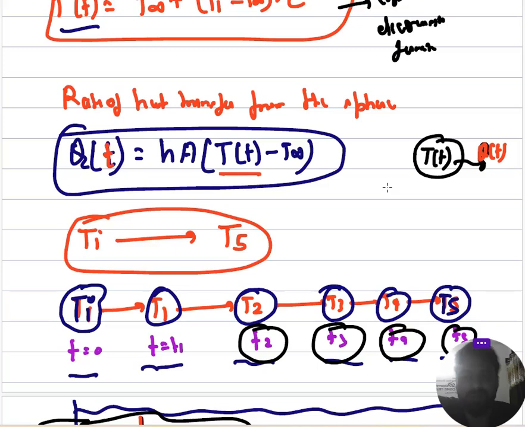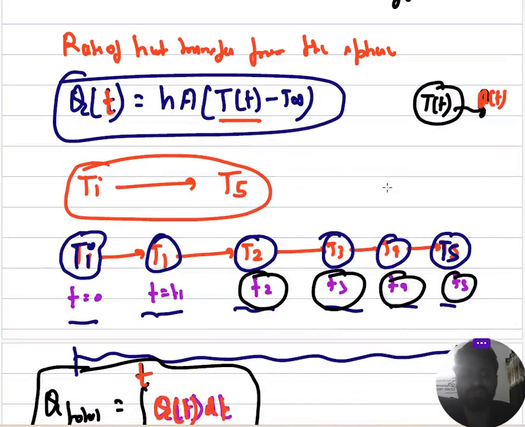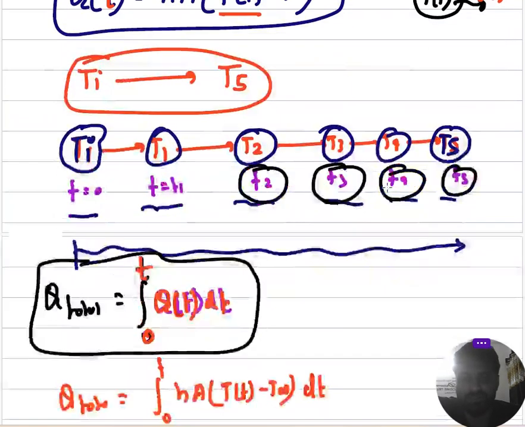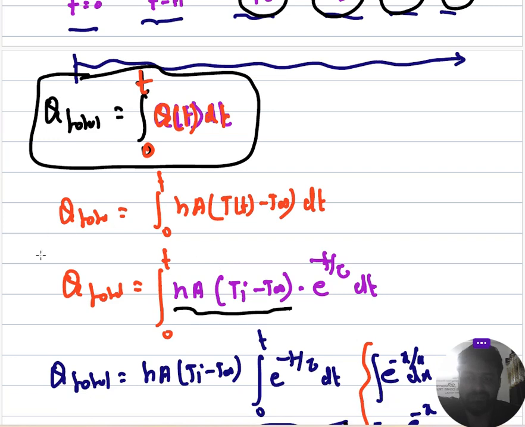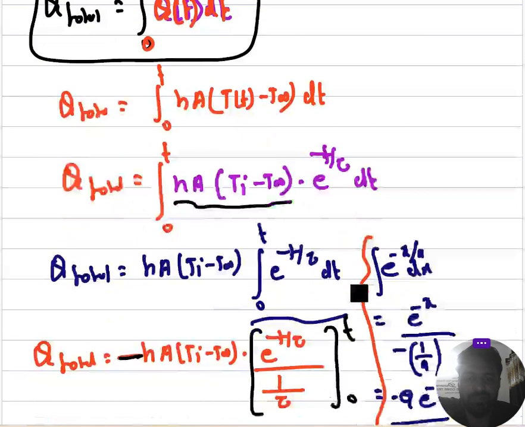Now I want to calculate the total heat transfer. From t equals 0 to any particular time t, how much heat transfer was there? I can calculate Q total, which equals the integral from 0 to t of Q(t) dt. So Q total can be written as the integral from 0 to t of hA (T(t) minus T infinity) dt. I am just assuming the rate of heat transfer by convection, and T(t) we know is (Ti minus T infinity) into e to the power minus t by tau.